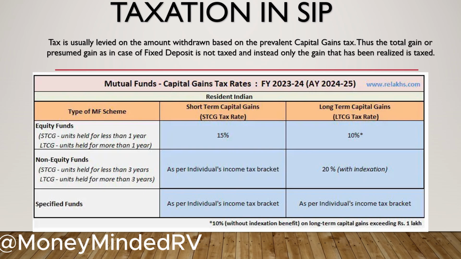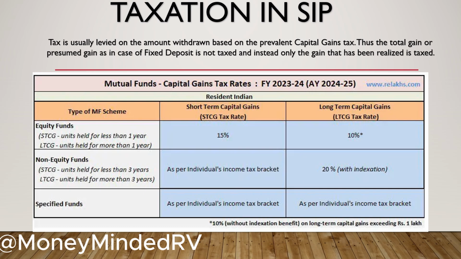So STCG and LTCG. STCG is short term capital gain, LTCG means long term capital gain. Short term capital gain in equity means 15% tax will be there. Short term means if your period of holding in equity is less than 1 year. Long term means if your period of holding in equity is more than 1 year. If you invest and withdraw before 1 year, it is called short, you come under short term capital gains. You invest and withdraw after 1 year, you come under long term capital gains.